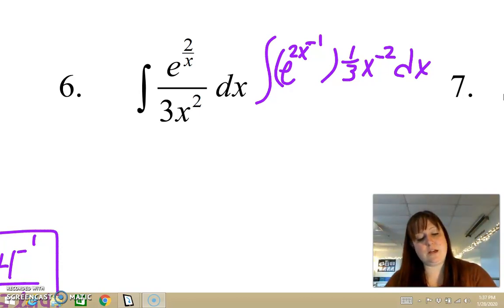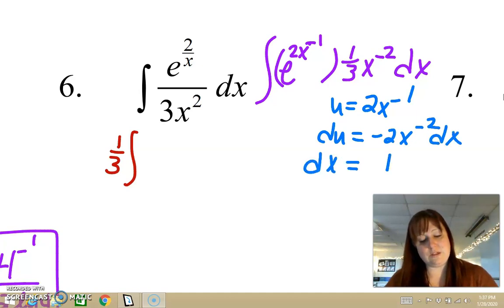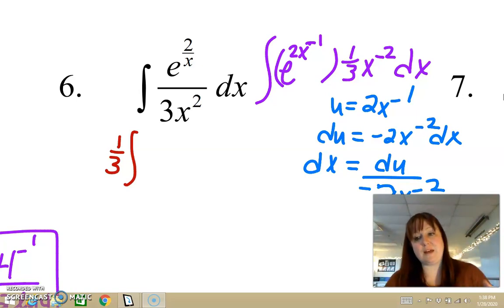And so then I'm going to recognize that 2x to the negative 1 is going to be my u because I see its derivative, which is x to the negative 2, next to it. So I'm going to take that 1/3 out of my integral, and we'll do our u sub over here. U equals 2x to the negative 1, which means du equals negative 2x to the negative 2 dx, which means dx equals du over negative 2x to the negative 2. Okay, so everywhere there's a dx, I'm going to put that.